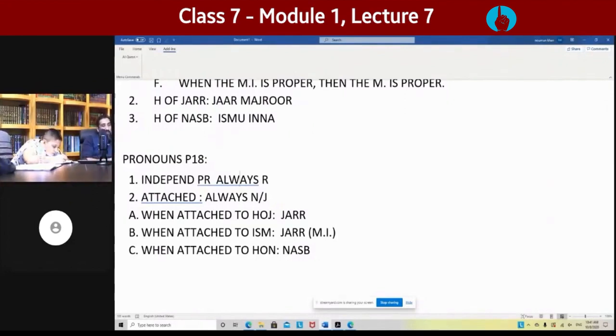Don't think of it as two words. It doesn't help you. Go ahead. A lot of questions on ism mawsul and ism ishara as well. Okay, ism mawsul, don't worry about it. Ism ishara, we'll do today.